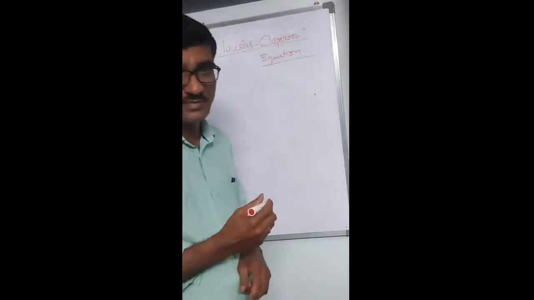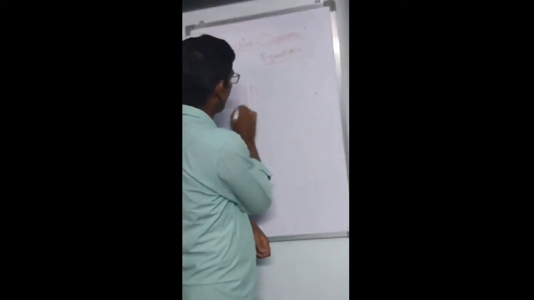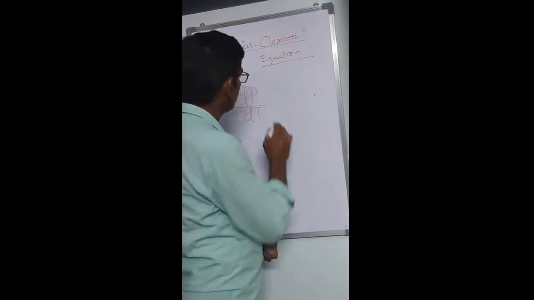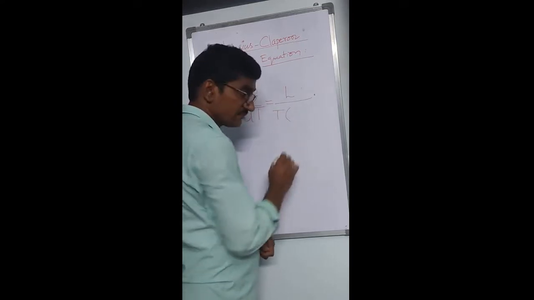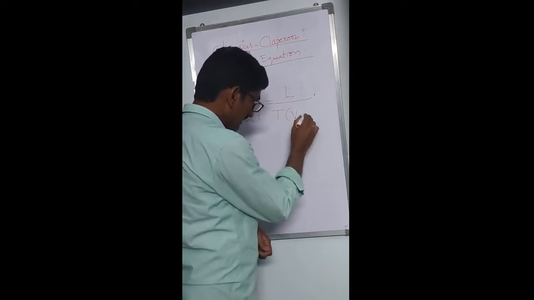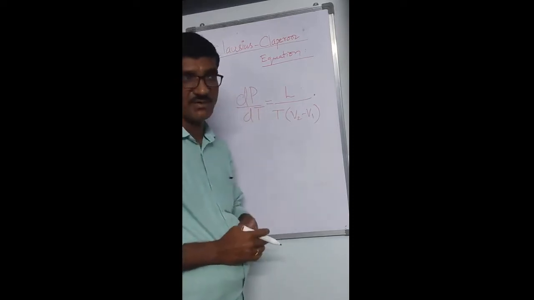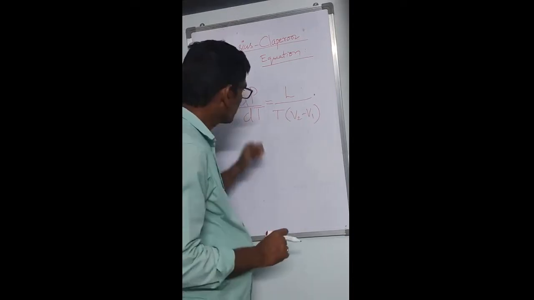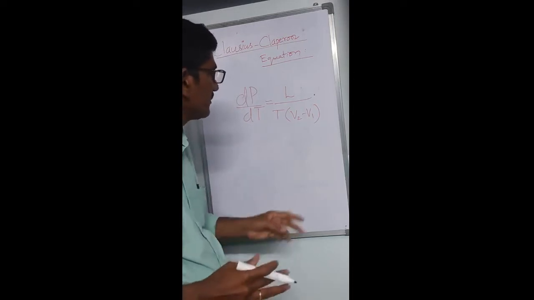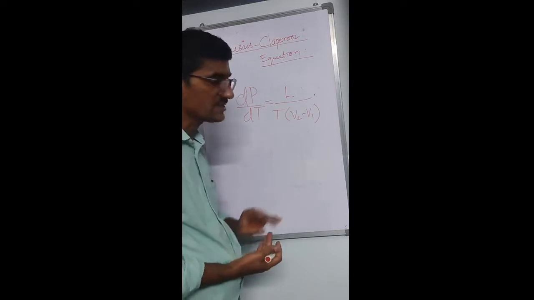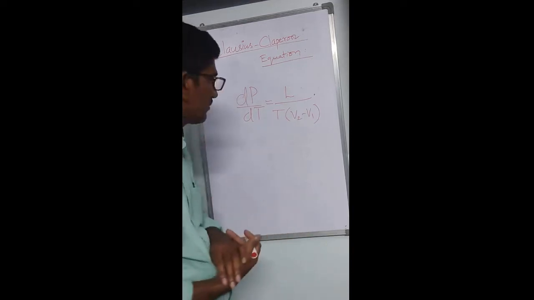This equation, which can be easily derived by using Maxwell's thermodynamical relations, is dP/dT = L / (T ΔV), where ΔV = V2 - V1. You all know what P and T are: P is the pressure and T is the temperature. The change in pressure with respect to temperature can be given as the ratio between the latent heat of the system and the product of temperature and change in its volume.